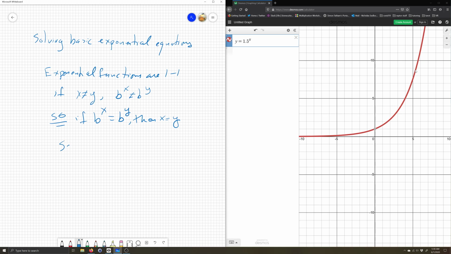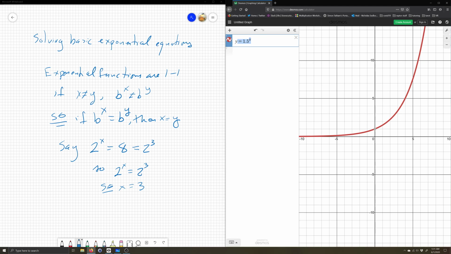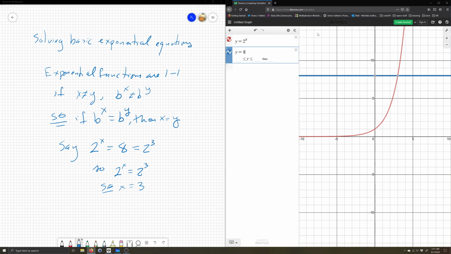Suppose that 2 to the x equals 8. All right? Well, 8 is just 2 to the third. So that means that 2 to the x is 2 to the third. So that means that x equals 3, because if these exponential functions are equal to each other, that means the powers are the same. And just to demonstrate that over here, I'm going to graph it. And if I do y equals 8, sure enough, they intersect when x is 3.